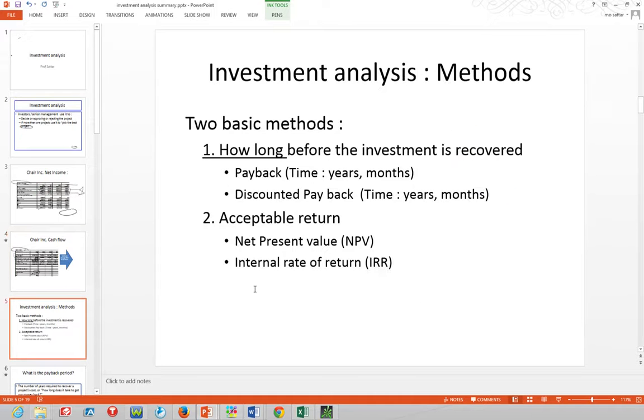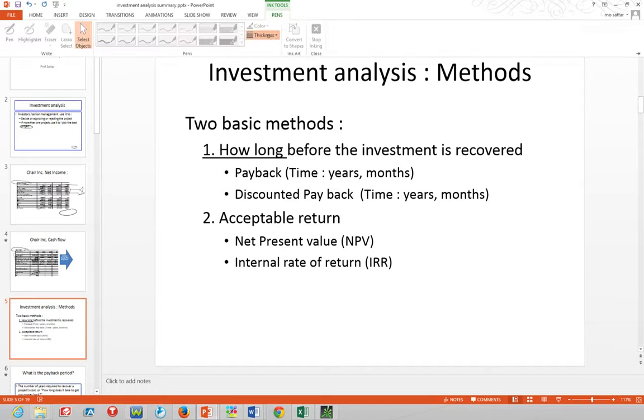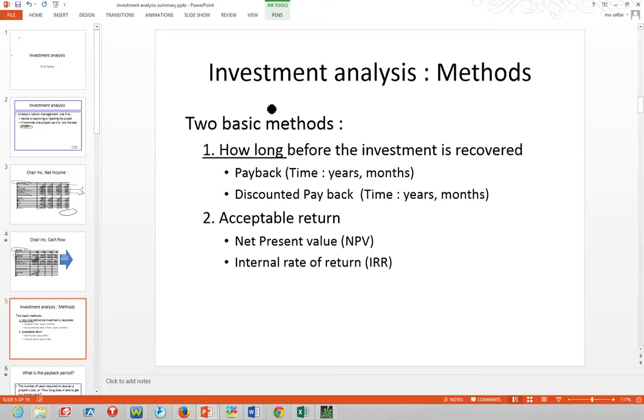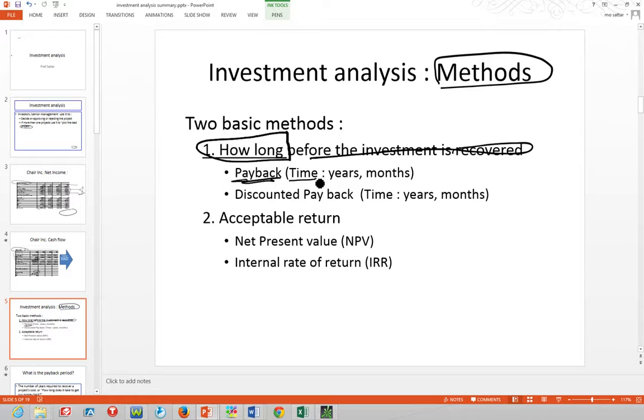Okay, so starting with the generic comments about investment analysis methodology. As I said, there are various methods that are used, and they basically fall into two types. One is where you are asking the question, how long does it take? How long before the investment we are making is recovered? That would be the amount of time it takes to pay back. So we're really talking about time, how long, in years or in months.